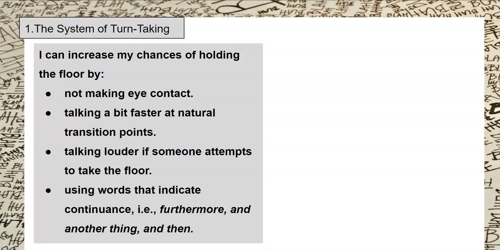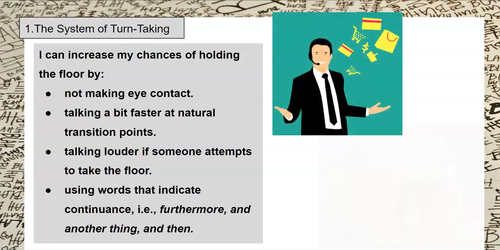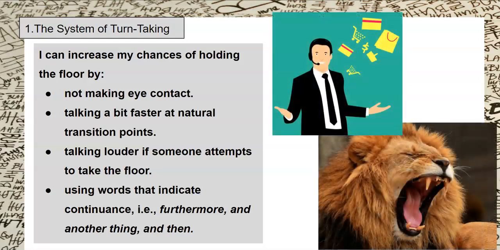So, one way of holding the floor is not making eye contact. If you've ever been speaking with someone and realized that you're sort of looking off into the distance and not making eye contact while you're talking, that's a subconscious nonverbal behavior that says, I don't want to give up the floor just yet. Or perhaps we talk a bit faster at natural transition points. So you want to think in terms of the telemarketer who doesn't want to let you get a word in edgewise. They want to sort of get through their spiel as fast as they can.